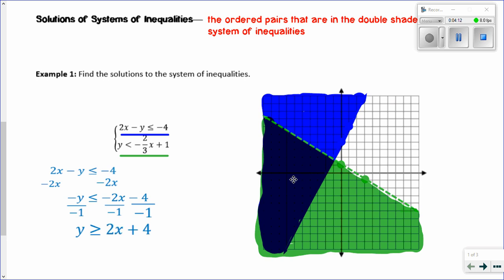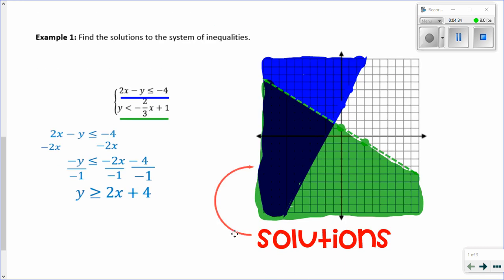But do you see this darker section? This is the section where both the blue and the green have solutions. So this is the section that has my solutions to the system. Okay, all these ordered pairs in this darker section are solutions to my system. I wrote that somewhere, I think down here. So my solutions are right here. You guys just need to make sure that when you do these on a test or something, this is really dark, so I know that's where your solutions are.